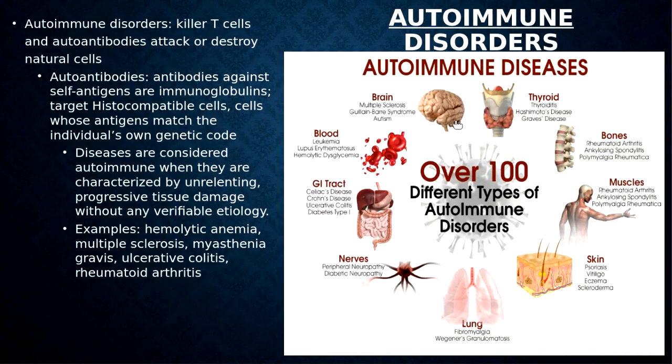So, an autoimmune disorder. Diseases are considered autoimmune when they are characterized by unrelenting progressive tissue damage without any variable etiology, so you may not know the cause. Some examples of autoimmune disorders, just among the ones we're going to talk about: you can have hemolytic anemia, multiple sclerosis, myasthenia gravis, ulcerative colitis, rheumatoid arthritis. These are some common autoimmune disorders that you may see.